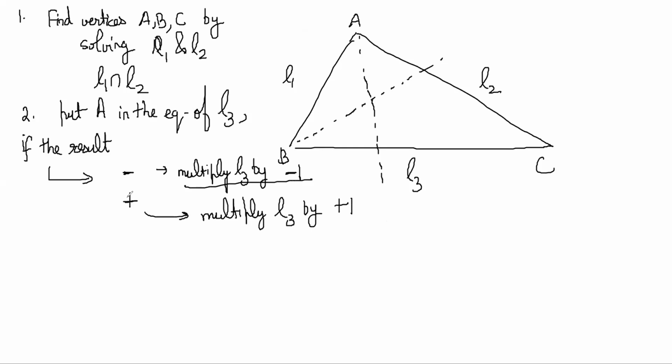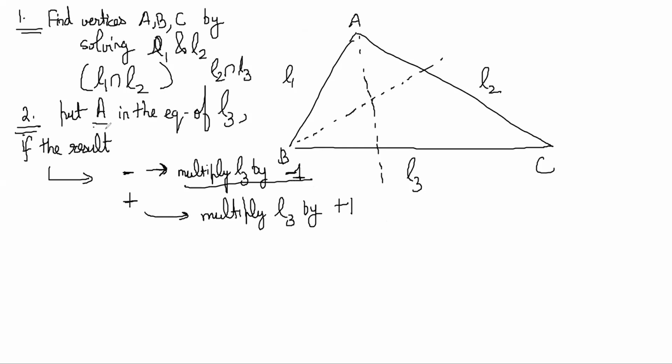In the first rule, like the last sentence, what is that? Like L1 and that inverted U L2? Intersection. Okay. So this is the first step. This is the second step. So you are saying that I will solve all the vertices by doing L1 intersection L2, similarly L2 intersection L3, and so on, right?